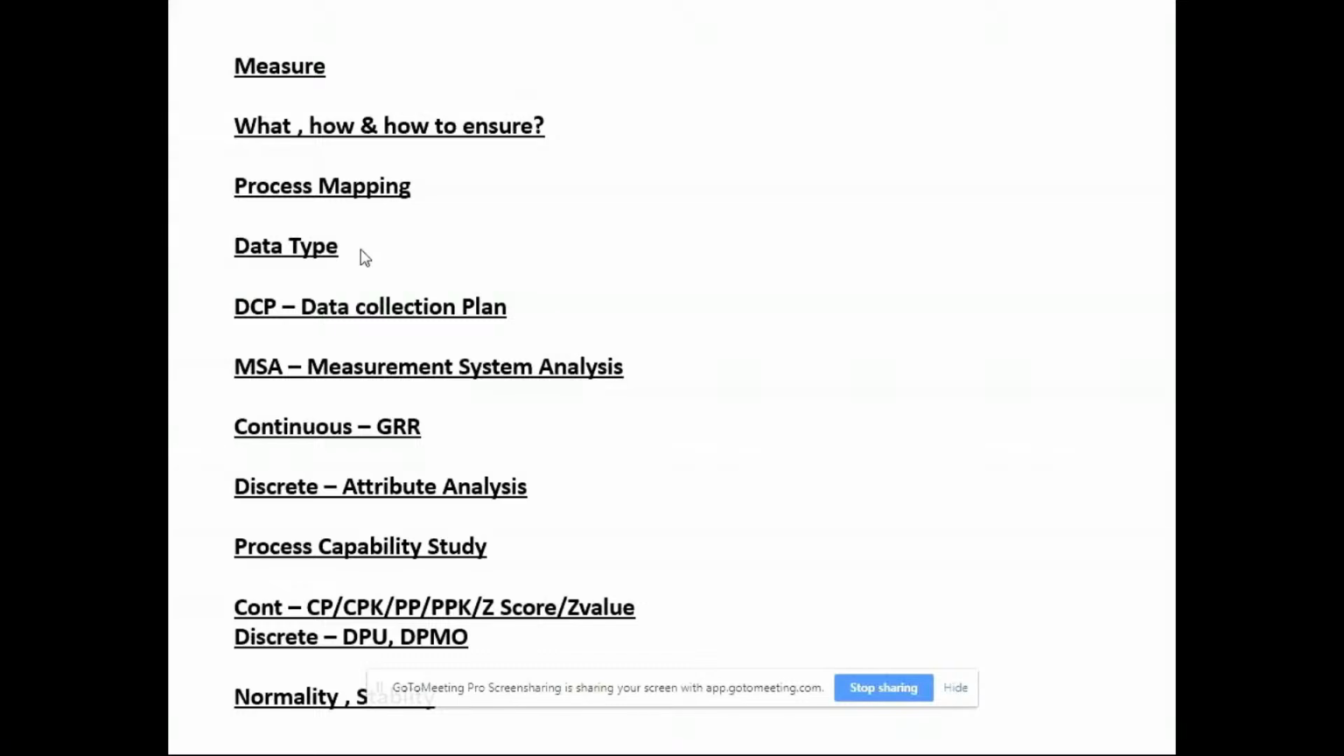So there are various ways it can be done. For continuous data, we have CP, CPK, and PP, PPK is for long term, right? Just like we have Z short term and Z long term, we have CP, which is a short term capability, and PP, which is long term capability. There is no difference in the calculation. The calculation is exactly the same, but for long term capability, we generally refer to it as PP. And then you calculate the Z score or Z value.